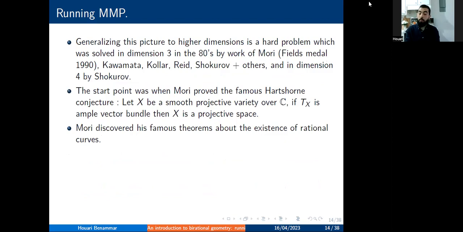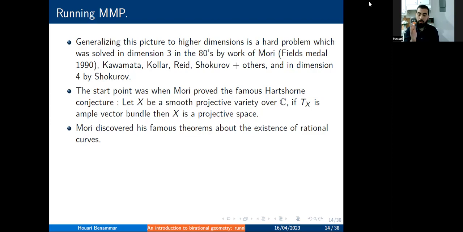And the problem was that we can see that the Castelnuovo principle doesn't work for higher dimension. So we cannot characterize the rational curve by the Castelnuovo principle. So generalizing this picture to higher dimension is a hard problem, okay, which was solved in dimension 3 case by case, okay, 40 years ago by the work of Mori.